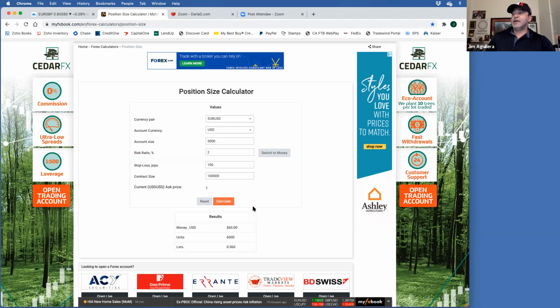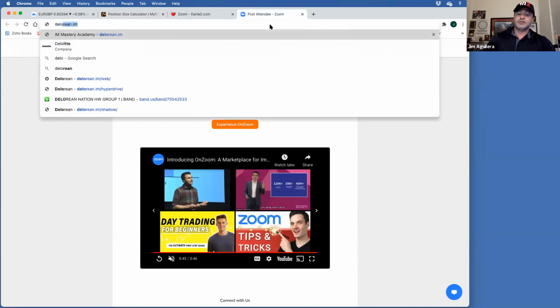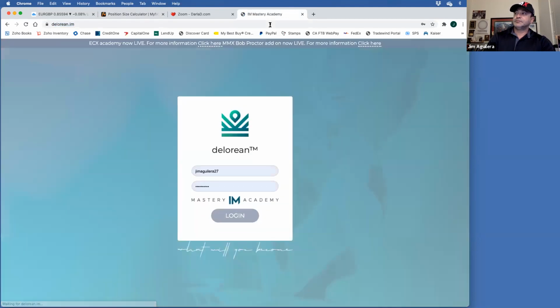All right, I'm going to show you how this applies in real trading shortly, but I just wanted to introduce you to this calculator. I know a lot of us are learning Delorean, so I'll use Delorean as an example.